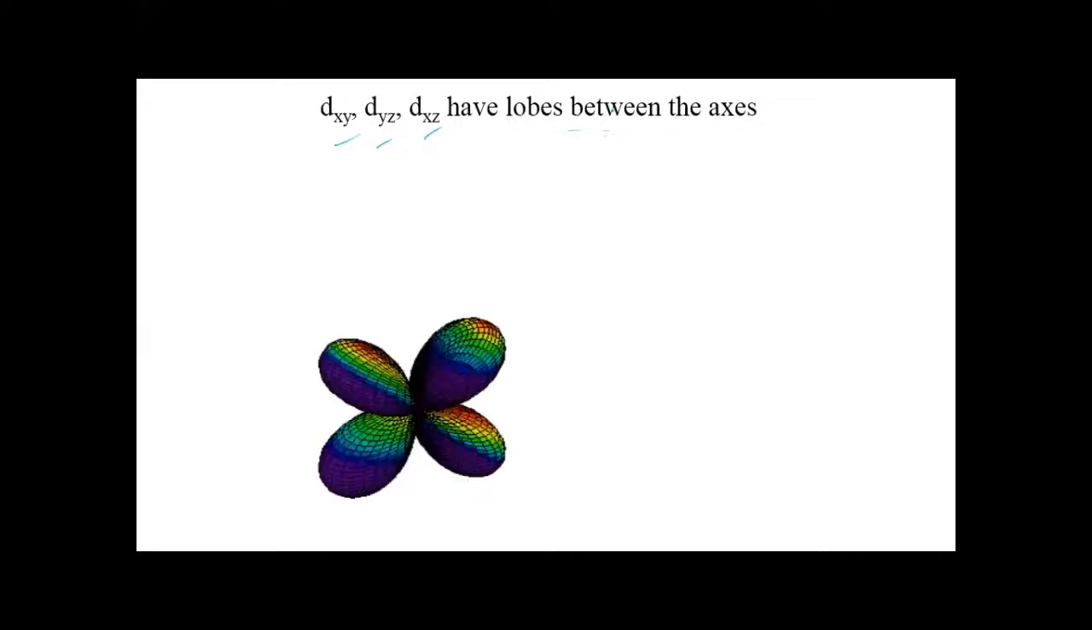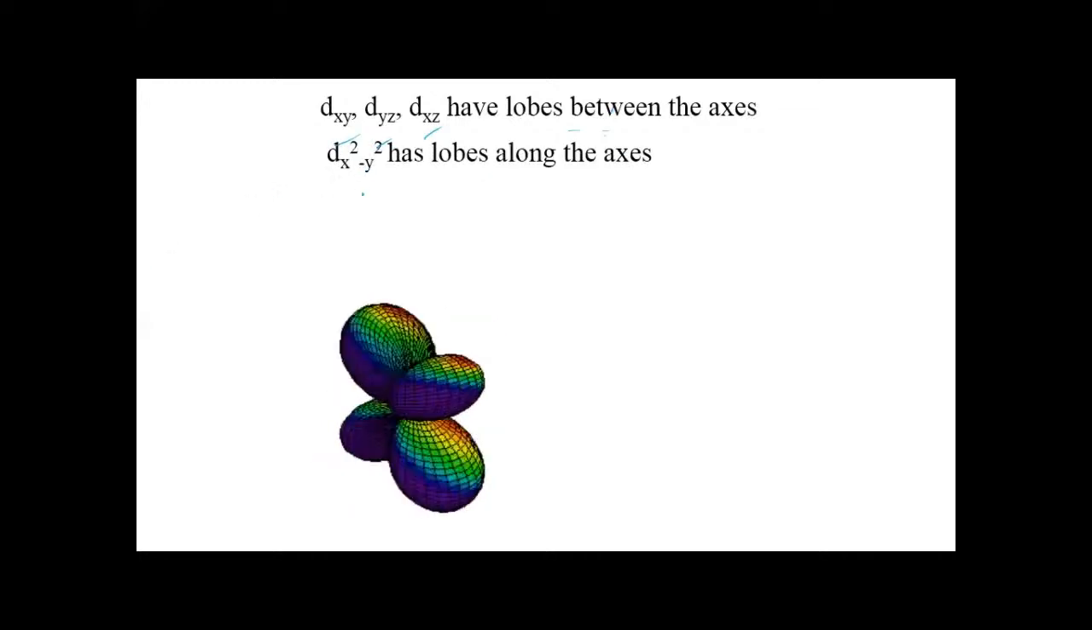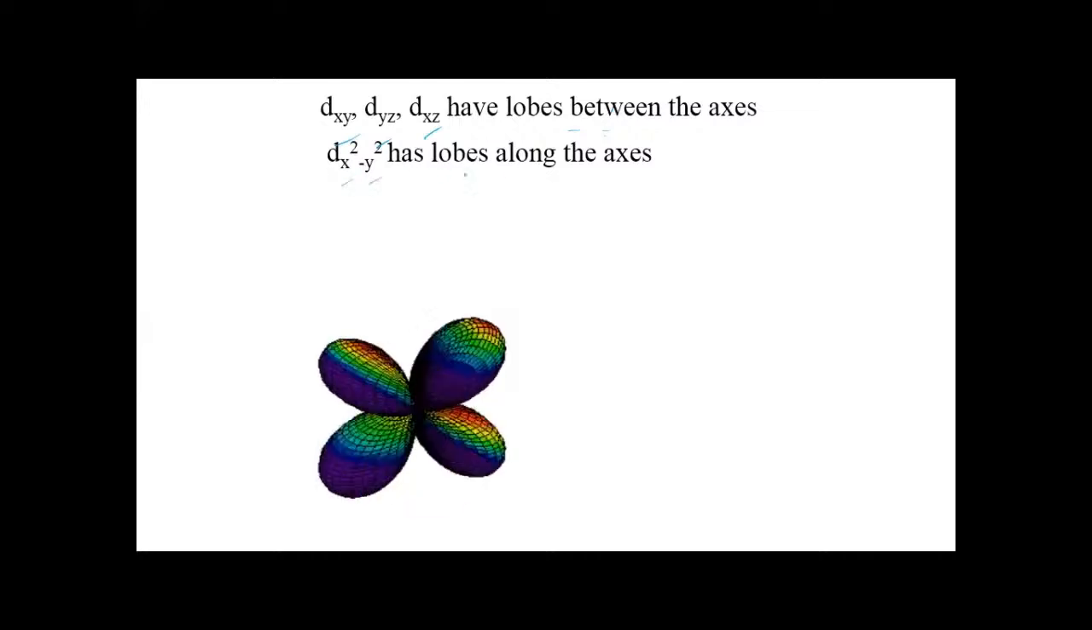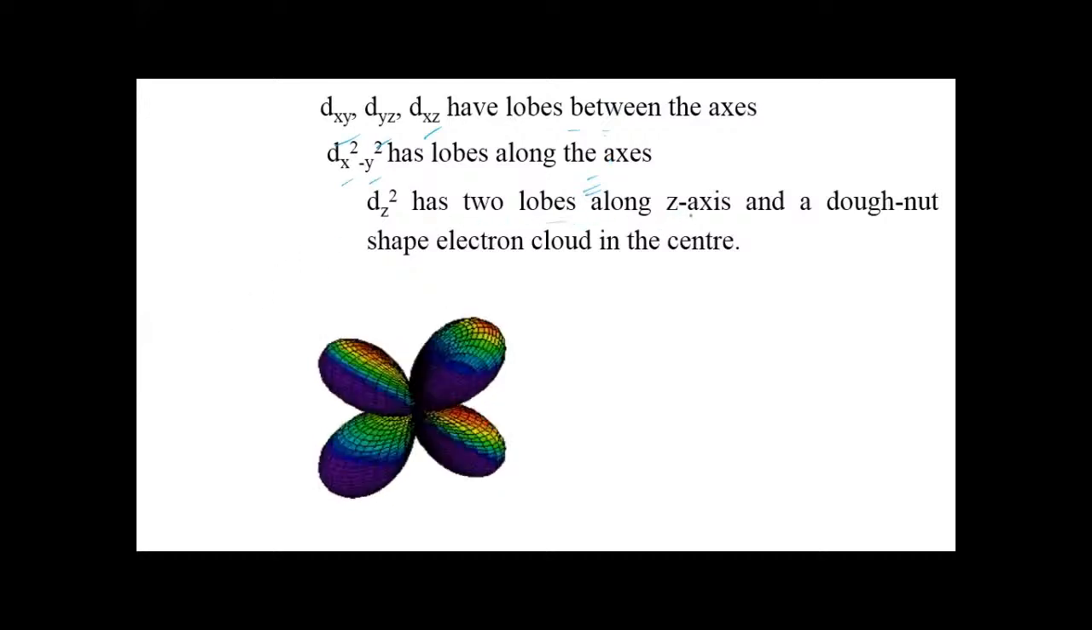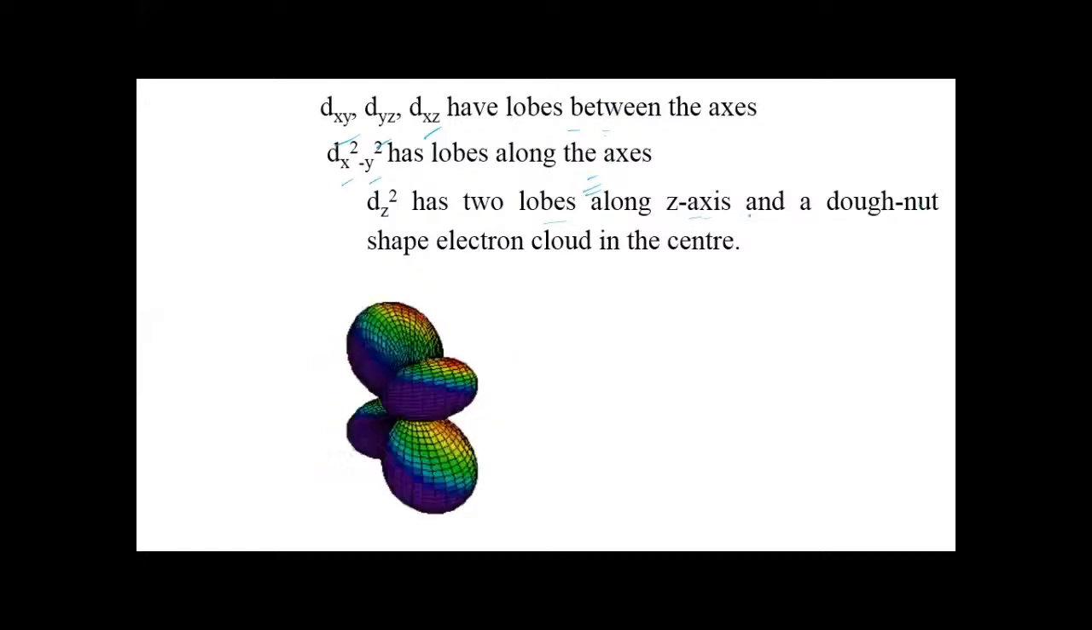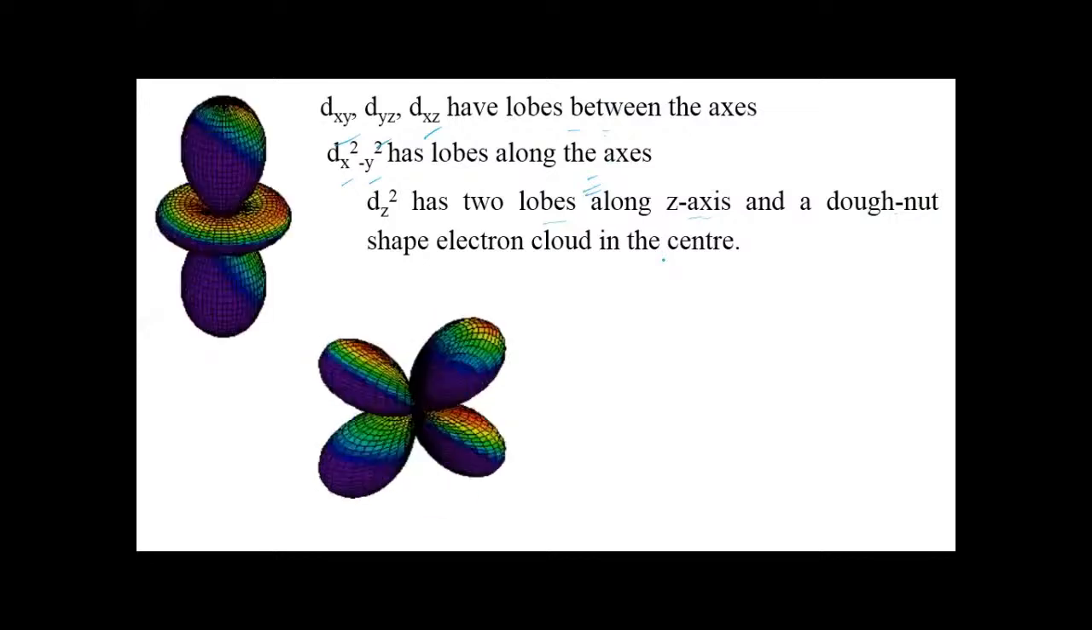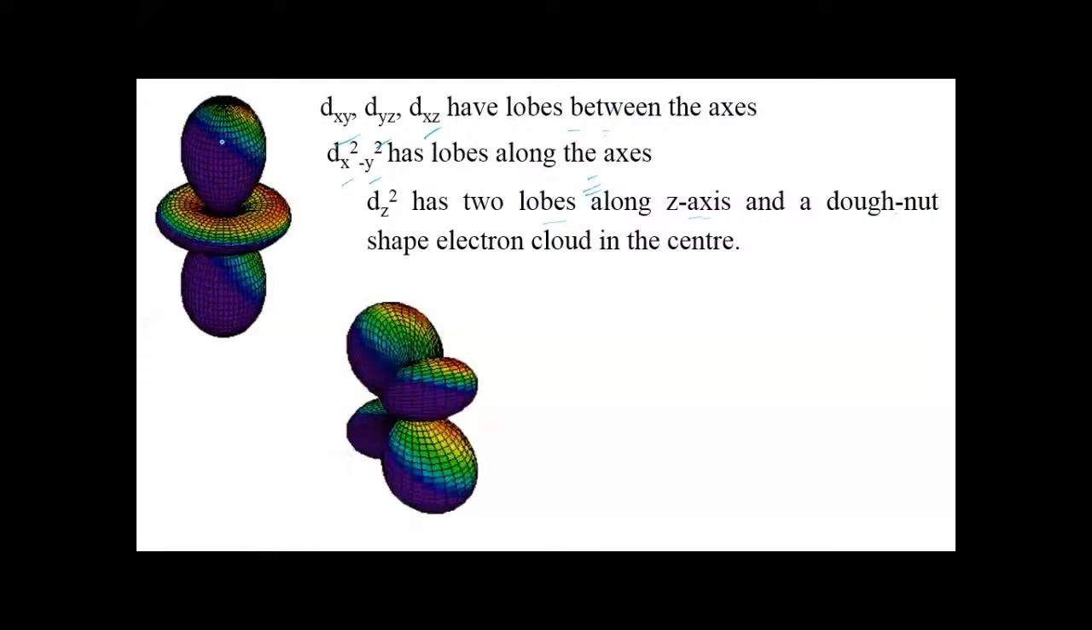dxy, dyz, dxz have lobes between the axes, like this. This is the clover leaf like structure. Whereas dx square minus y square has lobes along the axes. dz square has 2 lobes along the z-axis and a donut shaped electron cloud in the center, like this. So these are along the z-axis in which 2 lobes are present, and this is a donut shape.